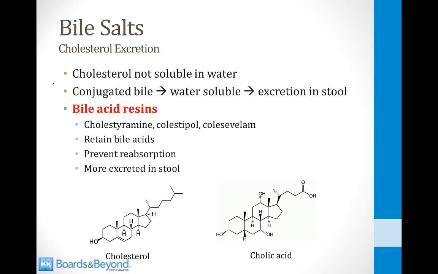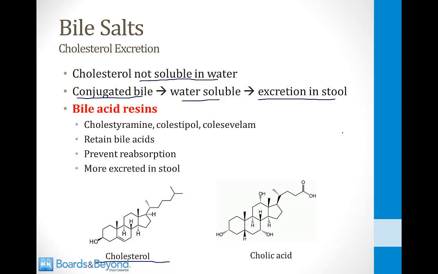So let's talk about cholesterol excretion in a little more detail. Cholesterol is a lipid. It's made up of mostly carbons and hydrogens, as you can see on the screen here. So it is not soluble in water. In order to excrete it from the body, therefore, that means you cannot use the urine. What you can do is convert the cholesterol into a conjugated bile acid or a bile salt. It then becomes water soluble and it can be excreted in the stool. And this is the main mechanism by which cholesterol is eliminated from the body.